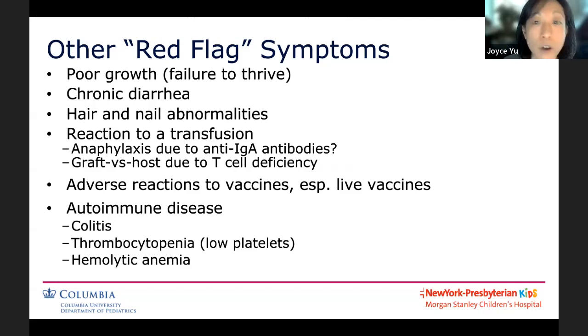Or if you have a lot of autoimmune disease, so someone who has colitis, some sort of inflammatory bowel disease, or someone who has hemolytic anemia, or low platelets or thrombocytopenia. Now, I just mentioned before, you can get a secondary immune deficiency from a primary autoimmune disorder, but sometimes the reverse can happen, where you have the underlying immune deficiency, and secondary to the immune deficiency, you can have the autoimmune disorder as well. So sometimes it may take a little bit of investigation to determine which came first, or which is the primary problem.